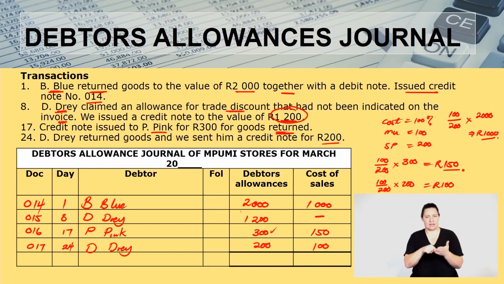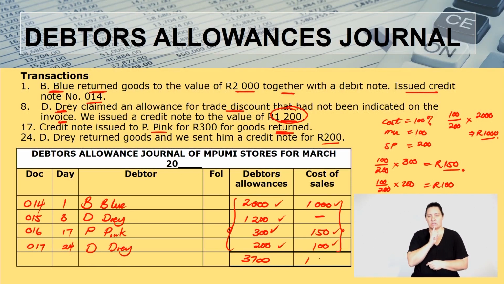Please have your calculator close to you because we want to add these amounts. Okay, I'm going to give the amounts to you. 2,000 plus 1,200 plus 300 plus 200. How much do you get? You get 3,700. And then you come here, you add 1,000 plus 150 plus 100. You get 1,250. When you've done this now, we should go and quickly post this.